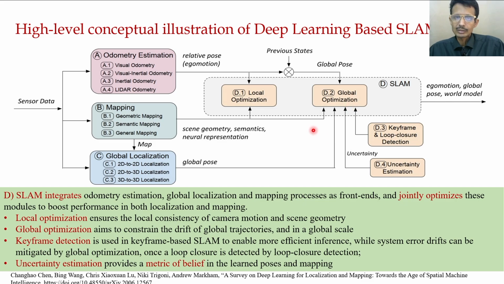So as we say about loop closure, we should not just be going around in a loop. There is a source and a destination, so we should not keep going around in a loop without reaching the destination. So that is done by the loop closure. Uncertainty estimation provides a metric belief in the learned pose and mapping. So this is the whole way deep learning basically helps the different aspects of SLAM.